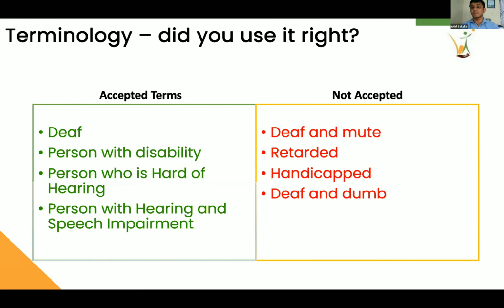And there are words like deaf and mute, retarded, handicapped, deaf and dumb. We cannot use these words. They are not accepted. We cannot use retarded because they are not retarded. We cannot use deaf and dumb because they are not dumb. They are just deaf. Because of the media portrayal, people tend to use these types of words. So we always stick to the accepted terms when we see someone who is deaf or a person who is using sign language.